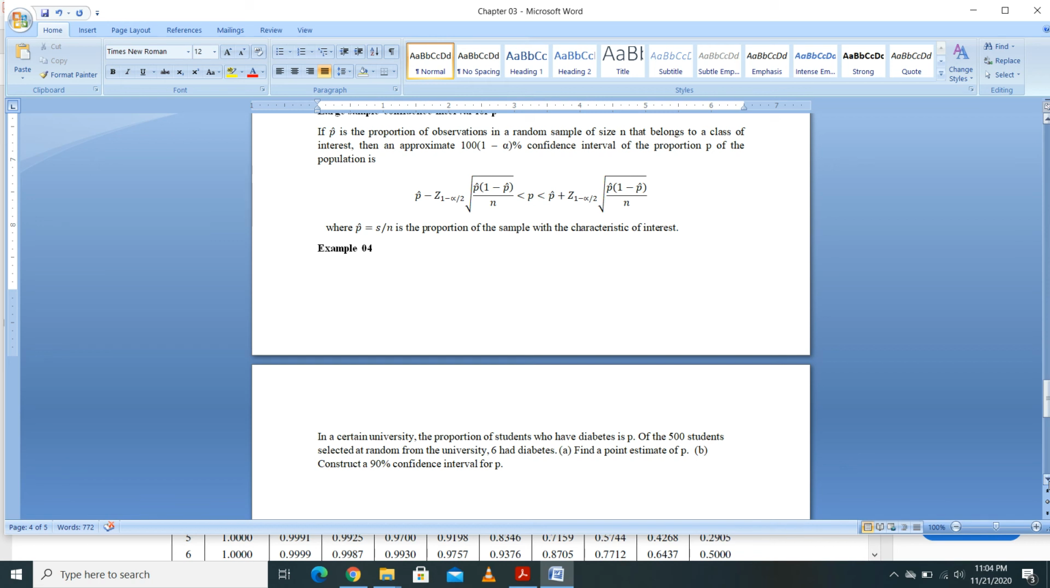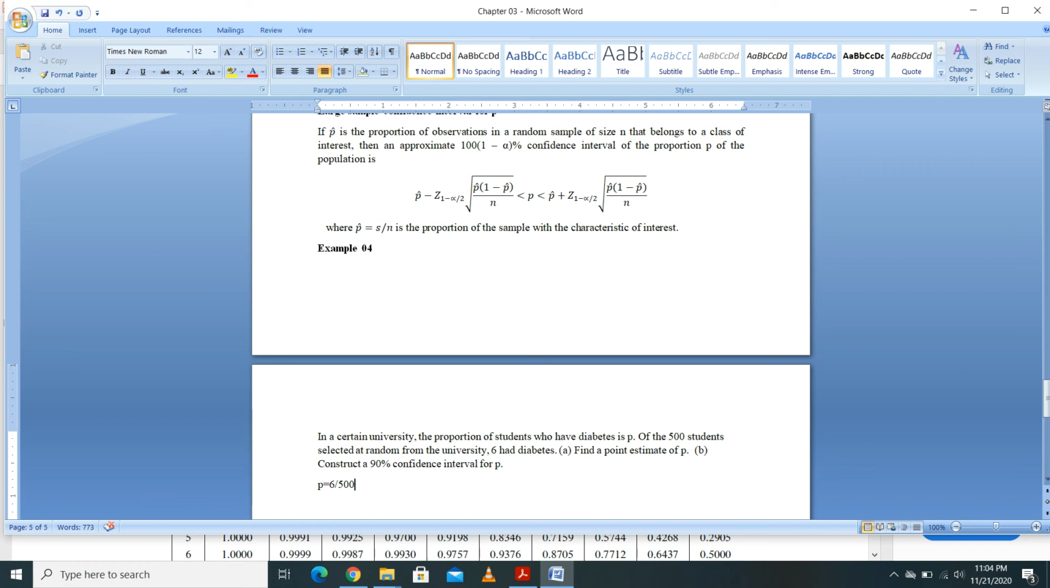So you need to find out, if you take the P as the proportion of the students who are having diabetes, first thing is they are asking you to find out a point estimate for P. So that is very easy. If you look at the sample, there are only 6 students who are having diabetes, and in order to convert this into a proportion, this is out of 500. So you have to divide 6 by 500. So that would be a point estimate for P. You can denote this by P hat if you want.